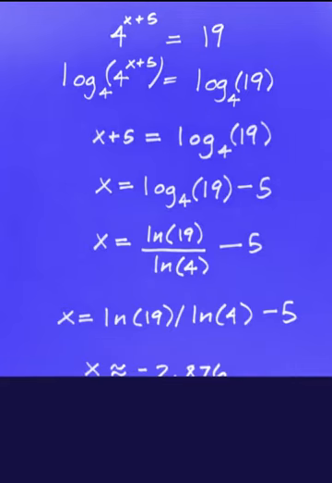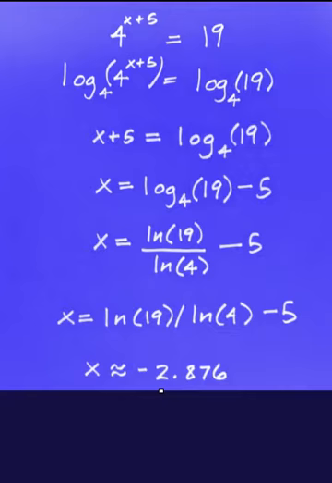And we get that, rounding to 3 decimal places, that x is about equal to negative 2.876. Does this make sense? Well, it looks like it makes sense because if we subtracted 3 from 5, looking back at the original problem, we'd get 4 squared, which was 16, but we need a little more than 2 for the exponent, because 19 is a little more than 16.